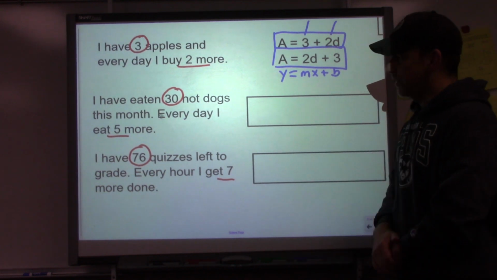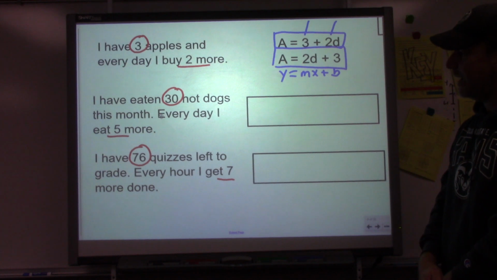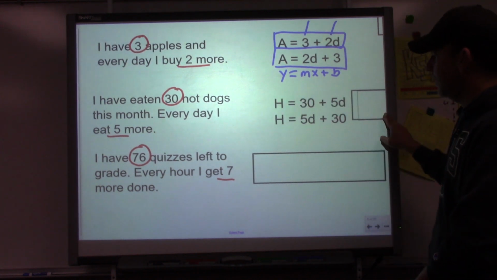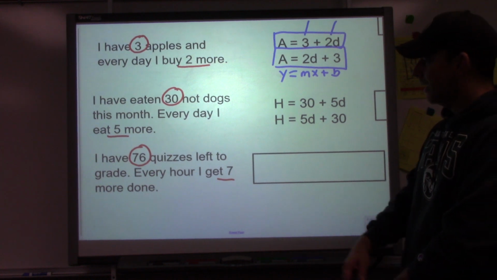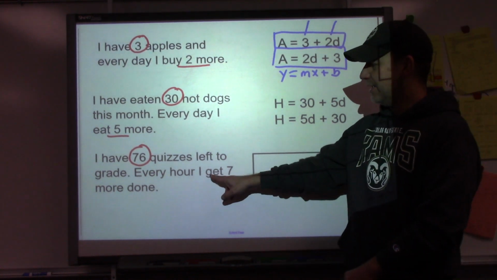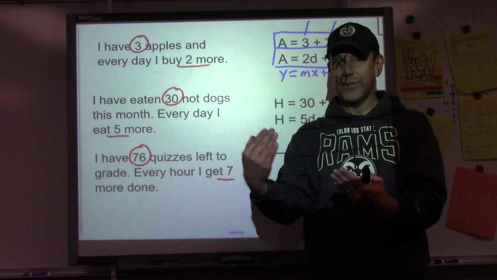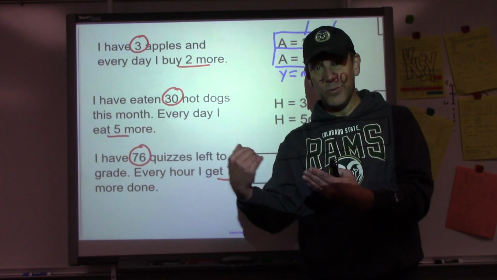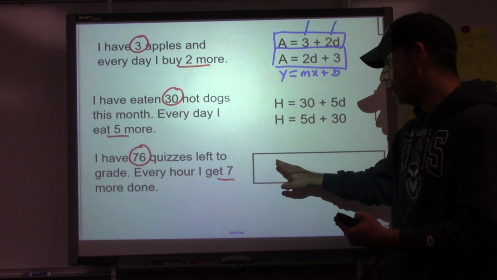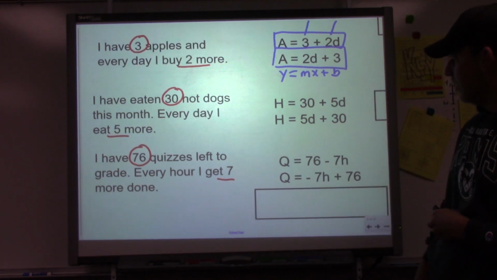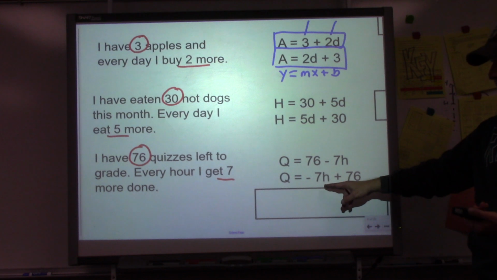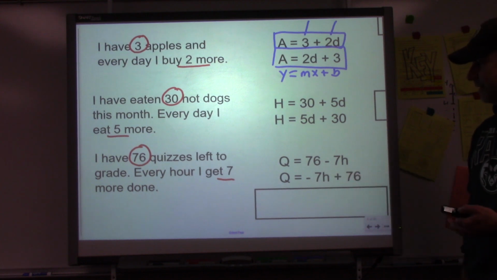So look at this one. Starts at 30, changes by 5, and it's going up. No big whoop. That's 30 plus 5d, or 5d plus 30. This one starts at 76. It's not going up because my quizzes are going down. I'm getting fewer and fewer quizzes to grade every hour, right? And so that would be starting at 76 and going down by 7 every hour, or going down by 7 every hour with a starting value of 76.